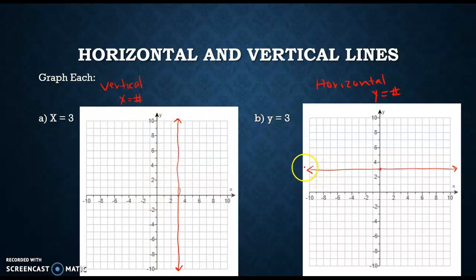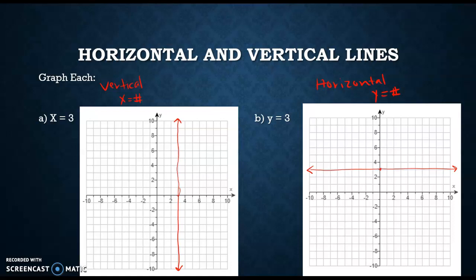And for b, on this line, y is always 3. So you just have to keep in mind if it's x or if it's y. And either one of these will only have the one variable and won't have both variables.